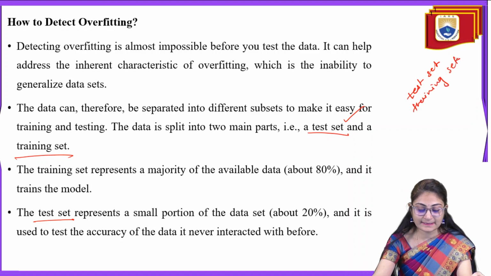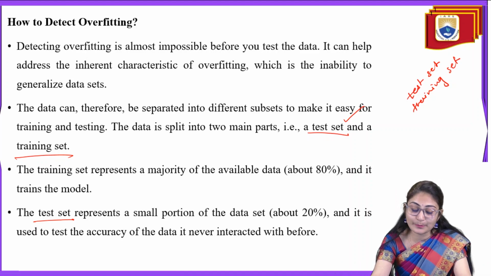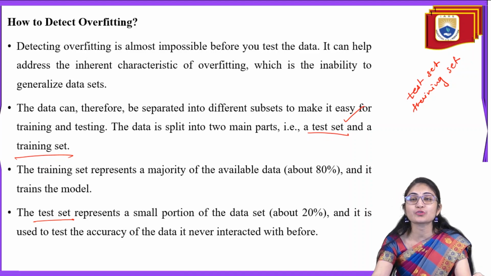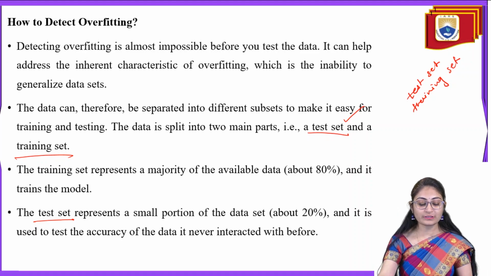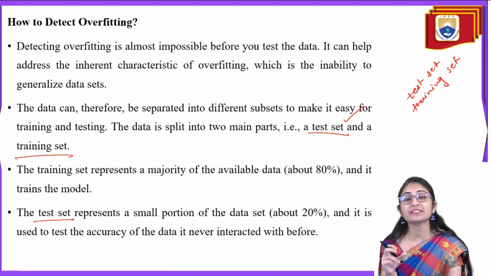The training set is showing the majority of available data, that is 80%, and the test set is showing the small portion of data, that is 20%. So it is used to test the accuracy of the model on data it never interacted with before.